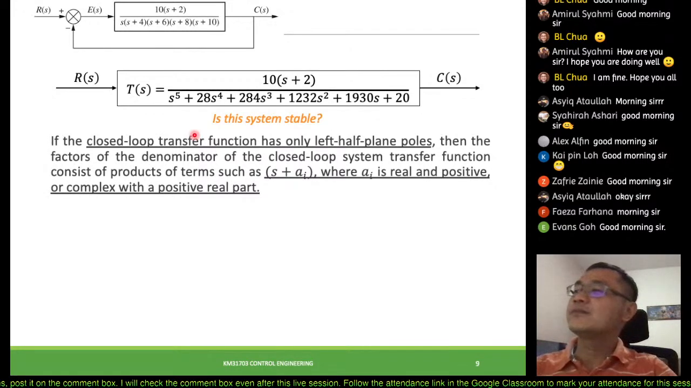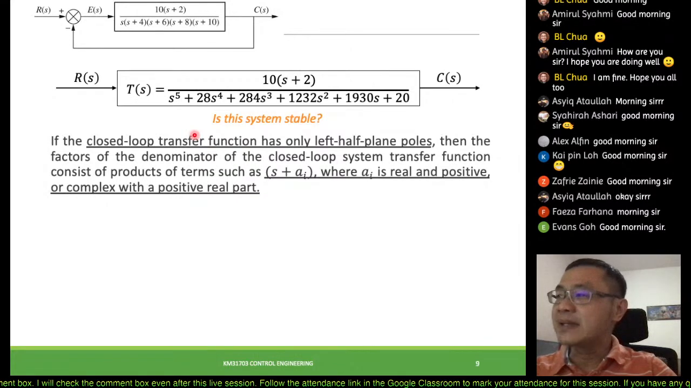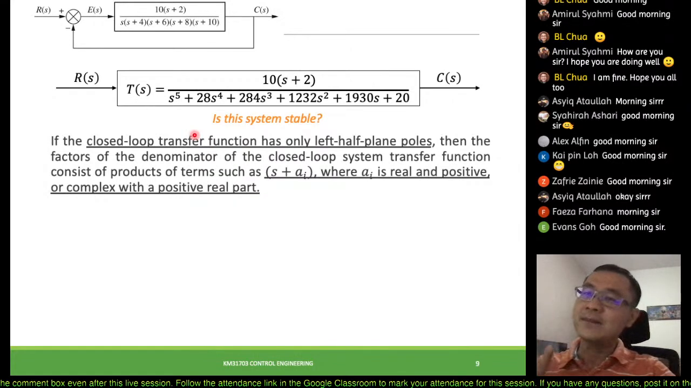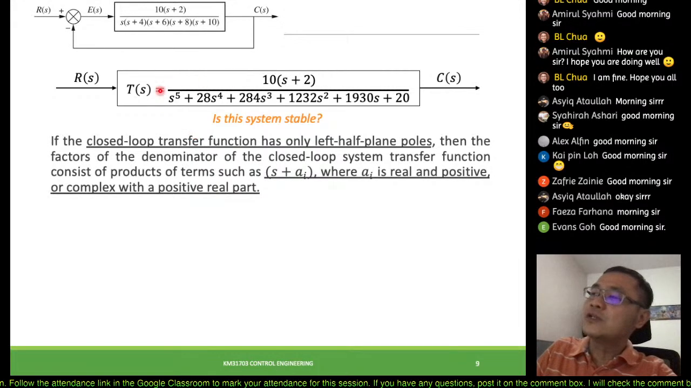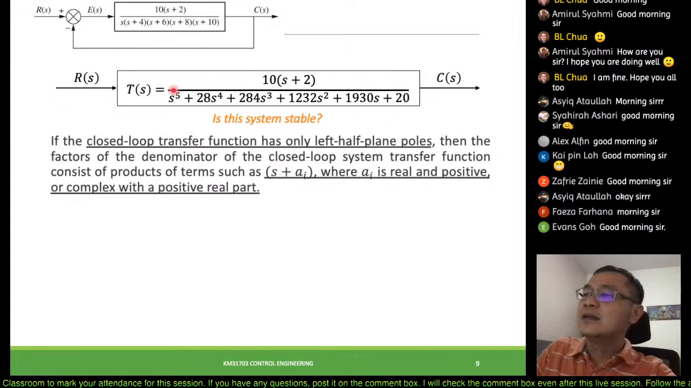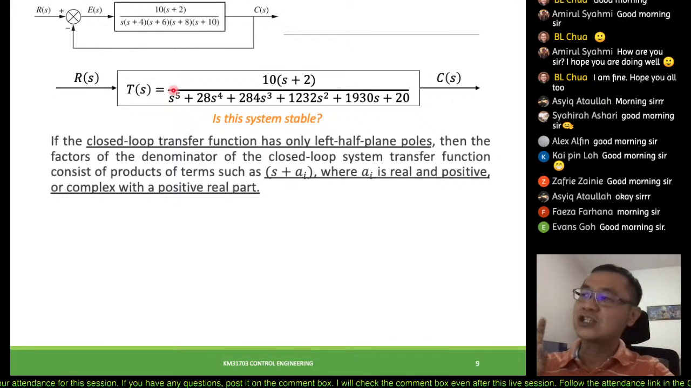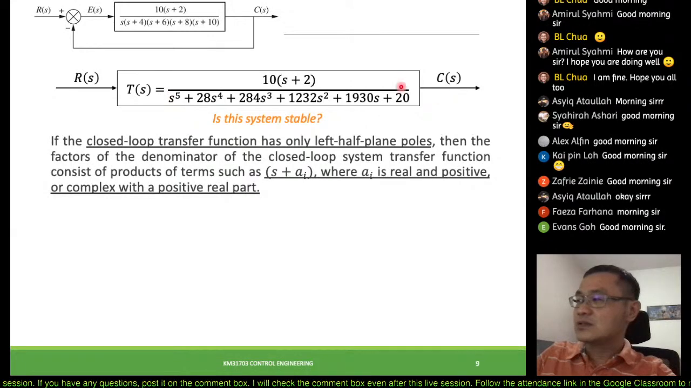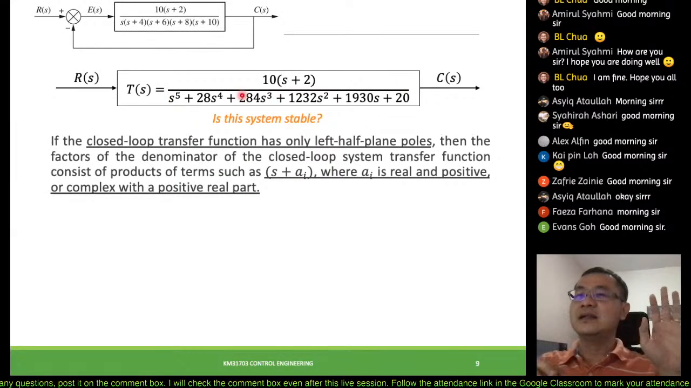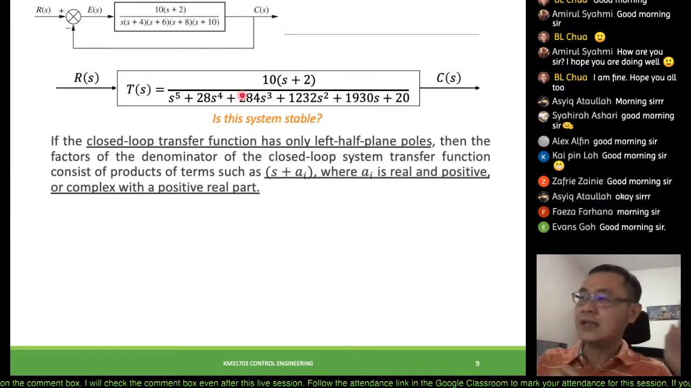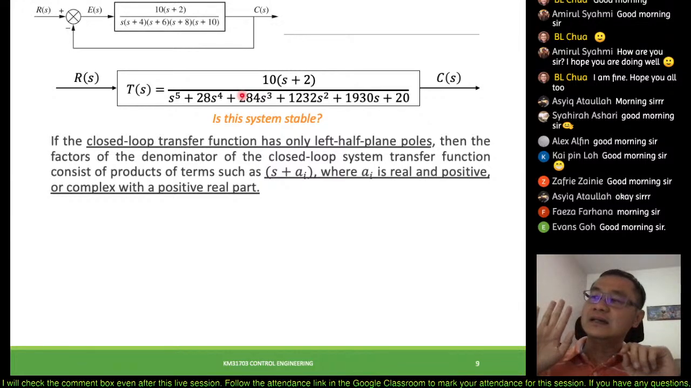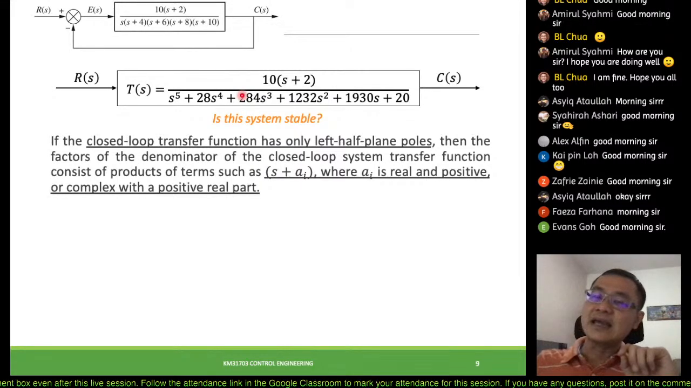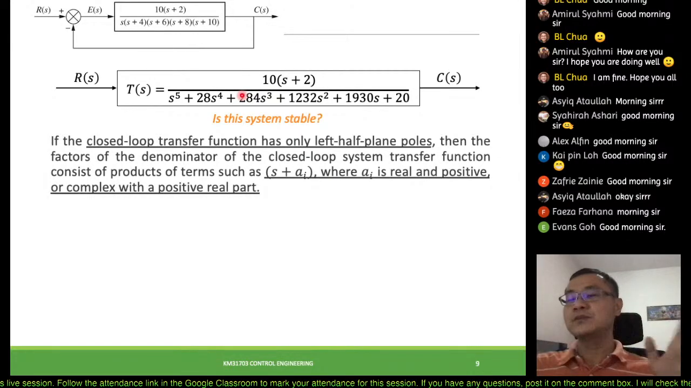Therefore, the better way is to have a method to know this, because the poles depend mainly on the denominator, the bottom side. If we have a method that tells us how many poles are on the left half plane and how many poles are on the right half plane, then that should be sufficient for us.